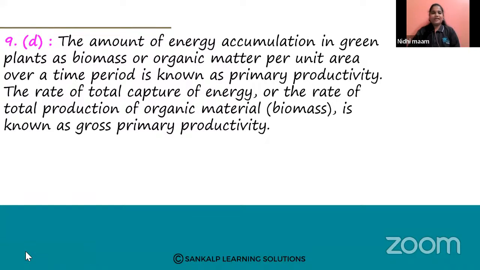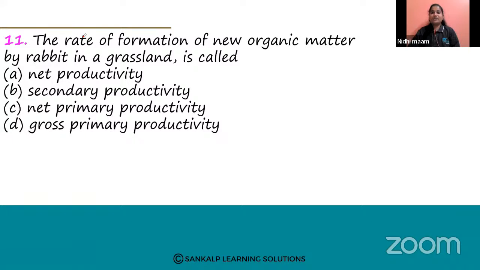Okay. Then next question. The rate of formation of new organic matter by rabbit in grassland. Read the question properly. Rate of formation of new organic matter by rabbit in a grassland is called net productivity, secondary productivity, net primary productivity, or gross primary productivity? Okay, the quick response is given by Sanjana. Very good. What about others? Yes, YouTube students, they asked new organic matter produced by rabbit in the grassland ecosystem, right? Yes, Karima Sayyada also answered it.